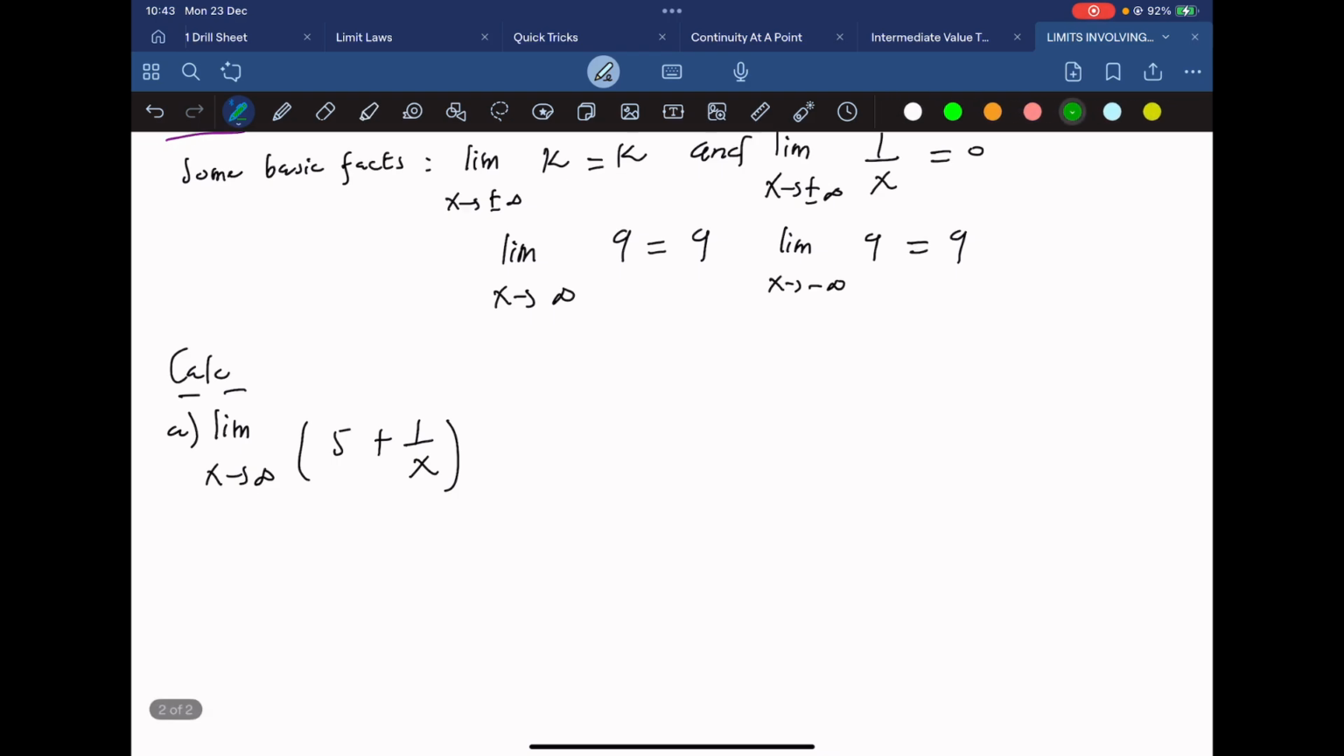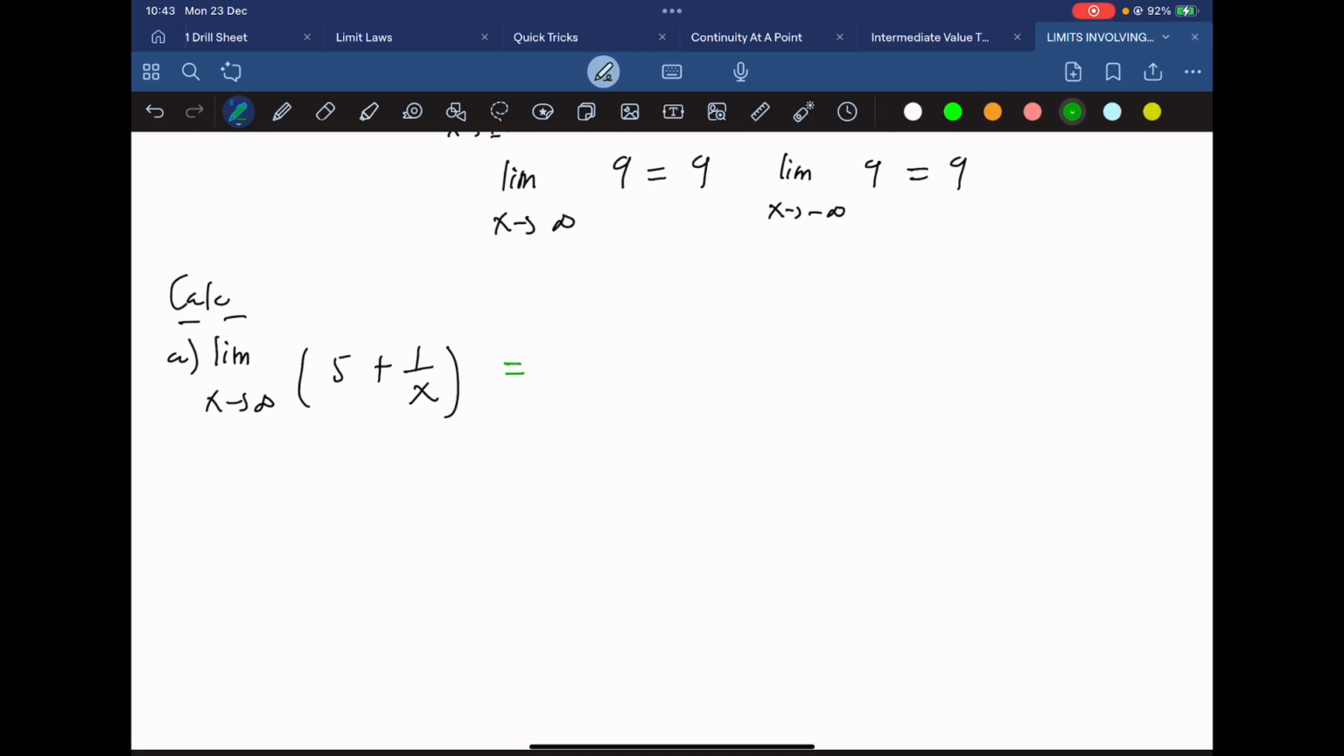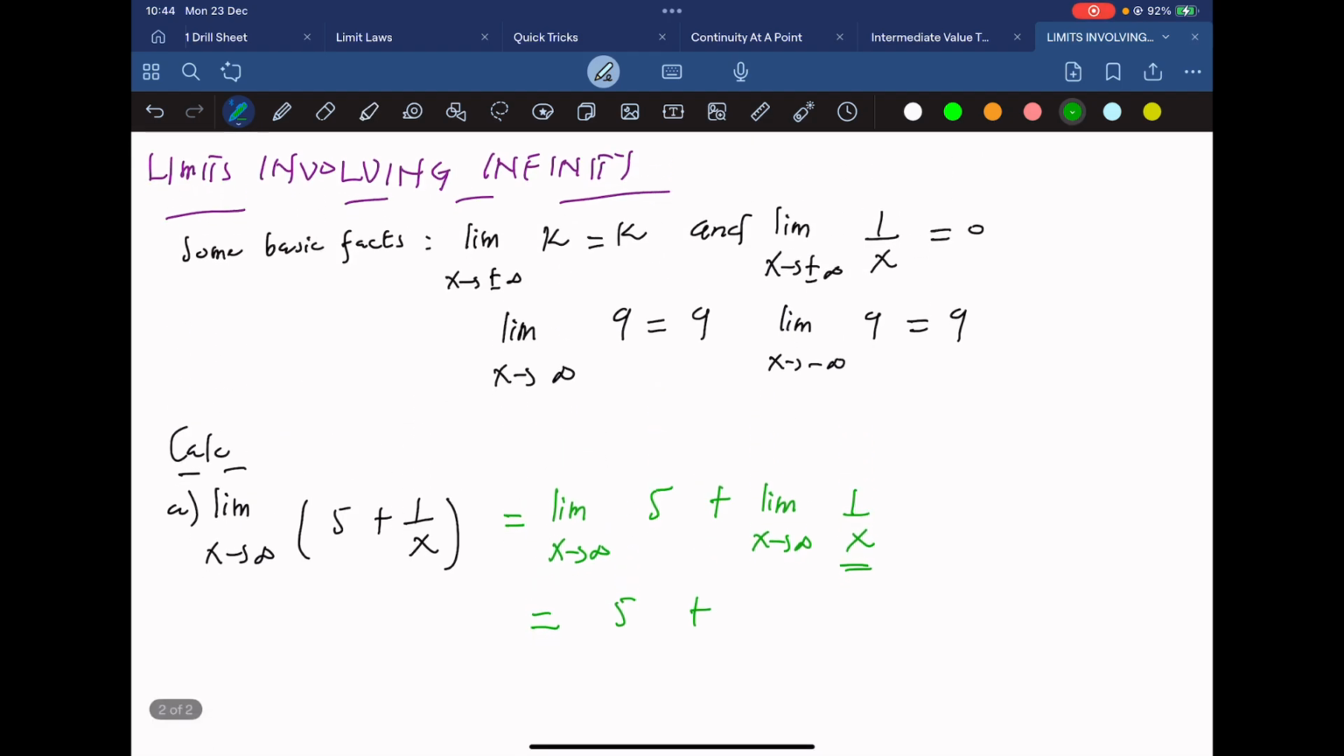Remember, using the properties of limits, we know that we can distribute the limits. So we can have the limit as x approaches infinity of the first term plus the limit as x approaches infinity of the second term. Notice, this over here is a constant. So if we take the limit as x approaches infinity, we get our constant. This right here is the property that we wrote over here. So this also goes to 0. So our answer in this case is 5.